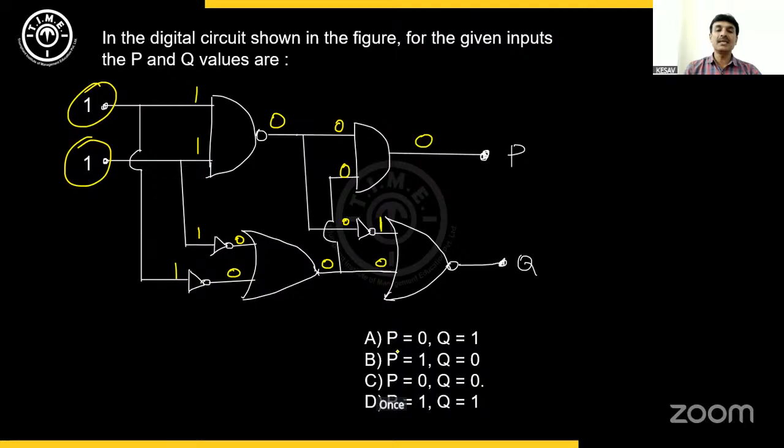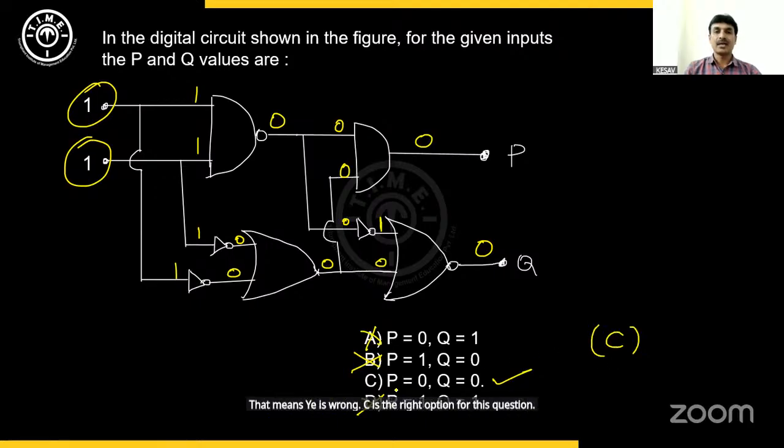Once you know that P is 0, you can rule out options B and D. Either it has to be A or C. Now let us take Q also. So for the NOR gate, inputs are 1 and 0. For the OR gate, it would become 1. NOR means it's a negation. So it gives you 0 here. So Q is 0. P is 0, Q is 0 is here in option C. That means A is wrong. C is the right option for this question. Understood? How to analyze these logic circuits, digital circuits.